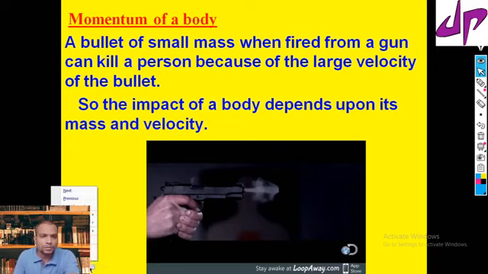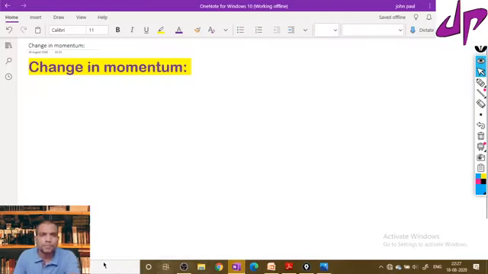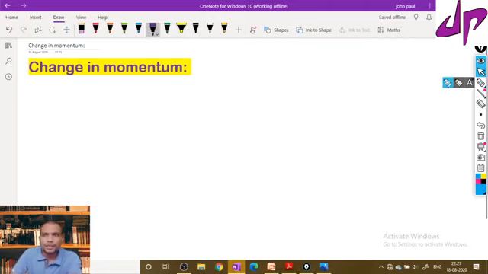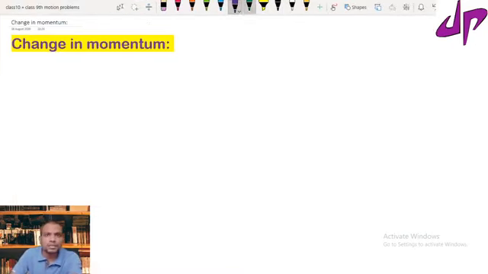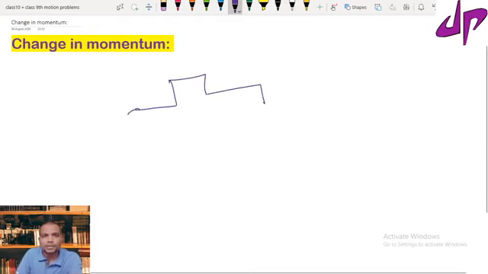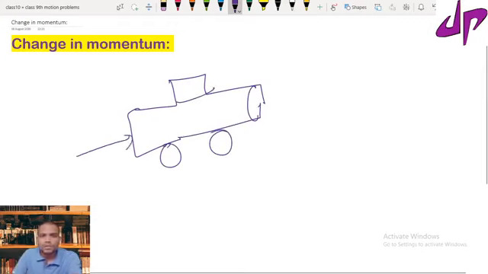Now in today's class I would like to introduce change in momentum. So what is the meaning of change? Suppose I have a truck, so let's take this as a truck. Initially it is moving with a velocity, initial velocity u. Now the truck has mass. It's moving with initial velocity u.